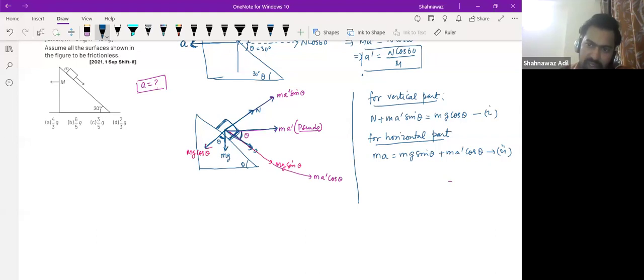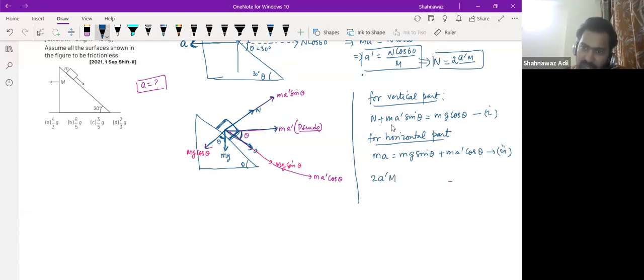Yes, guys, is it clear up to this point? Yes, sir. Okay, so now we can find out the value of n from here, right? We know that n would be how much? So n is a prime m by cos 60. Cos 60 is half, so this is 2a prime. Right. So we will put this value in here. So this is 2a prime m.